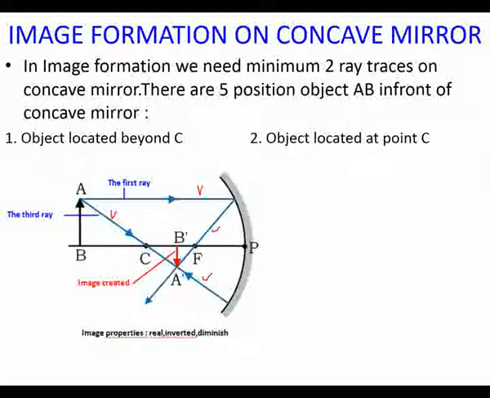at A', B'. The image is inverted. As you can see, the red arrow is inverted. This image is called a real image. So here, we can get the properties of the image: real because it is created in front of the mirror, inverted, and diminished.